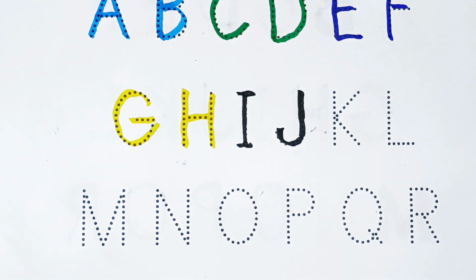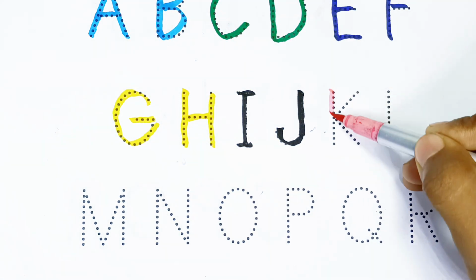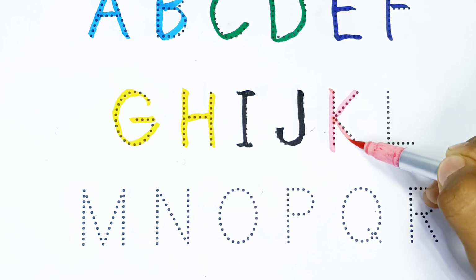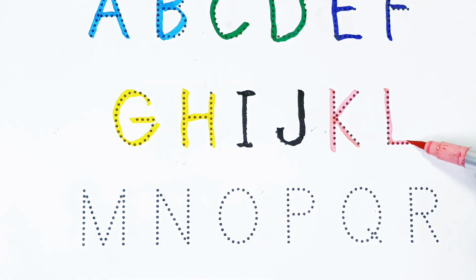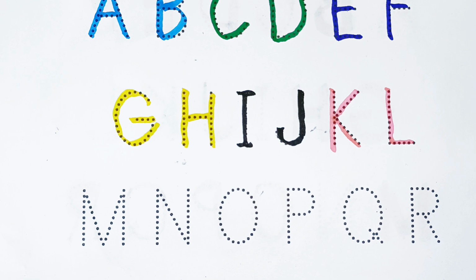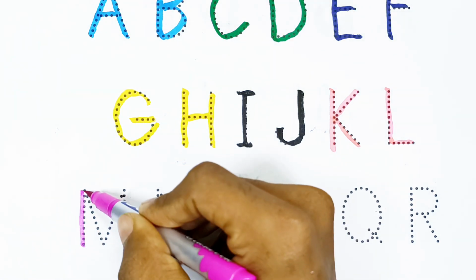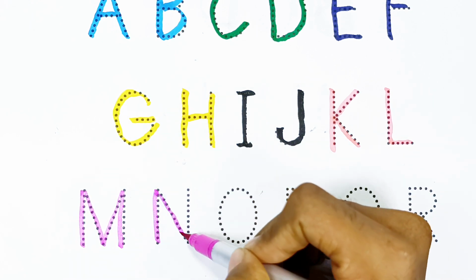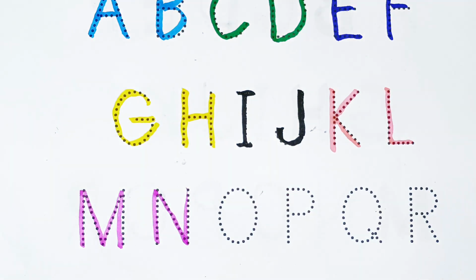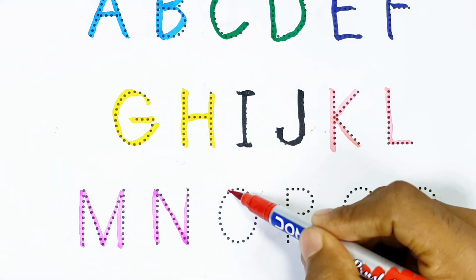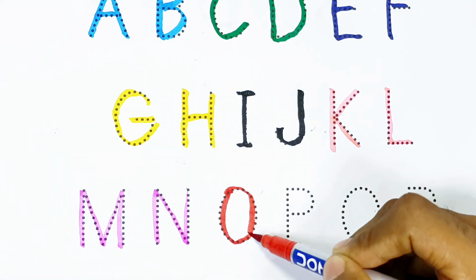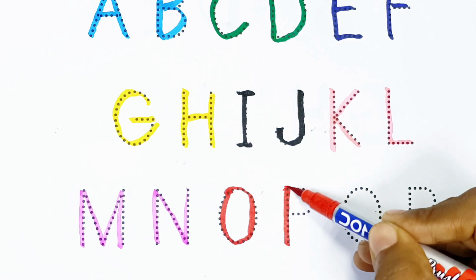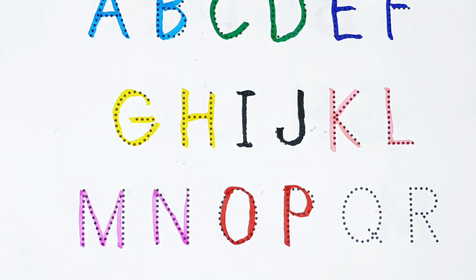Kids, now you draw K. K for king. L for lion. Kids, now you draw M. M for moon. N for nose. Kids, now you draw O. O for orange. P for parrot.